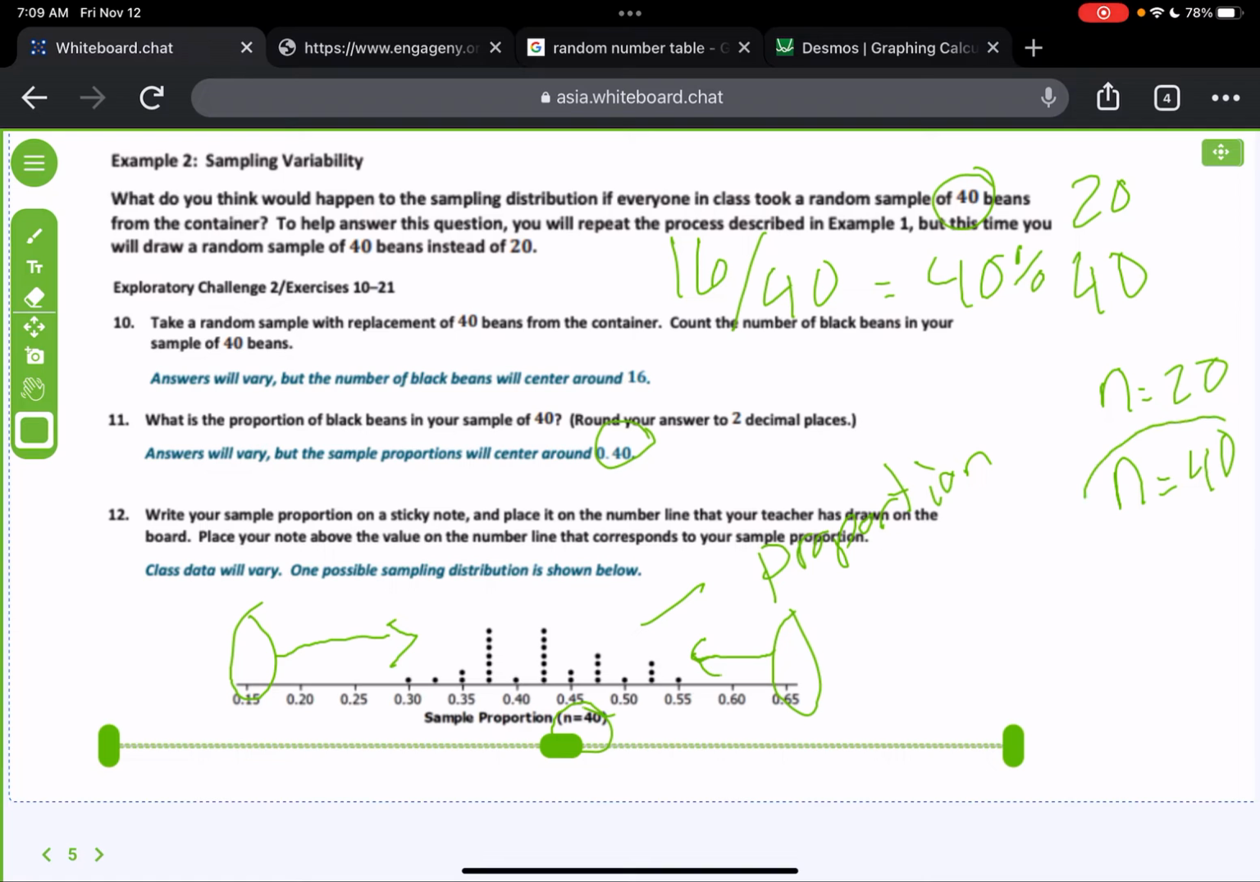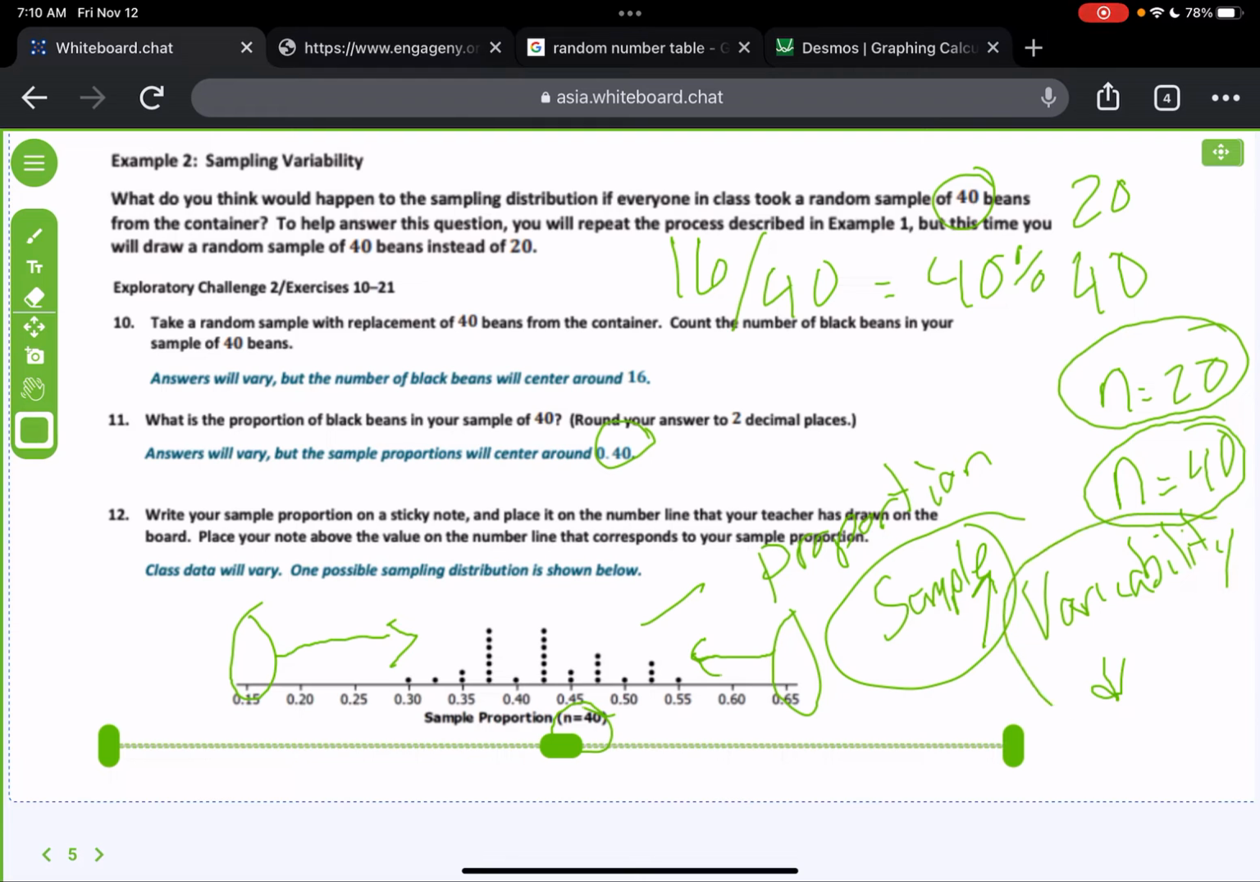As the sample size increases, the variability decreases. As the sample increases, variability decreases, which means it's not as varied, right? It doesn't go all the way out to these other values.